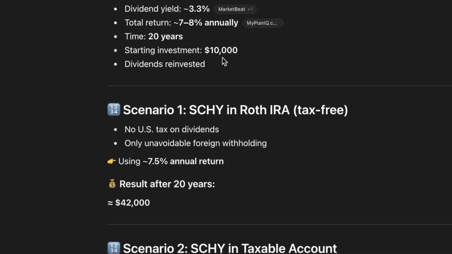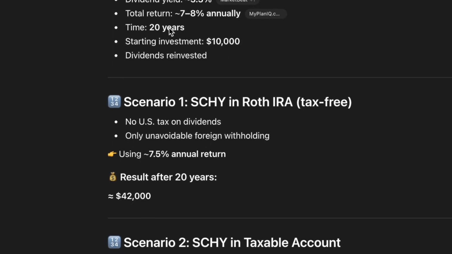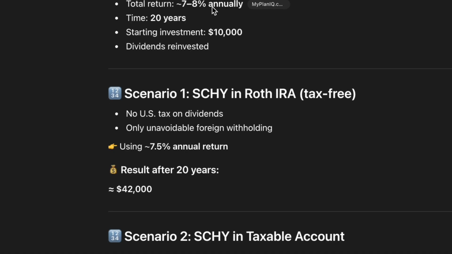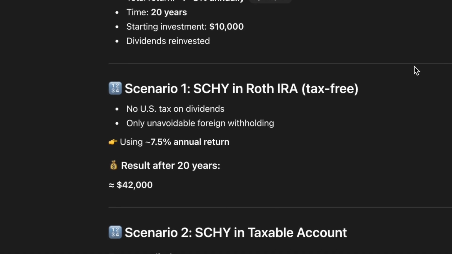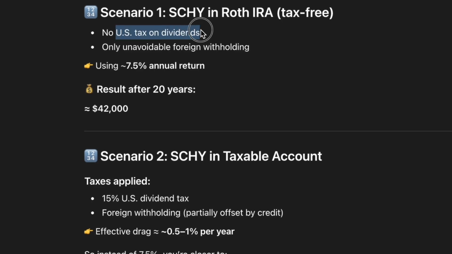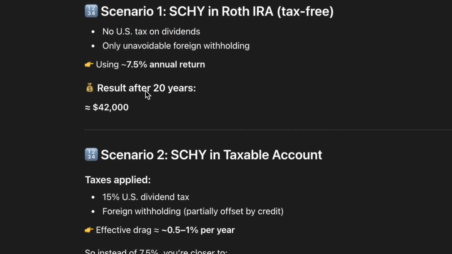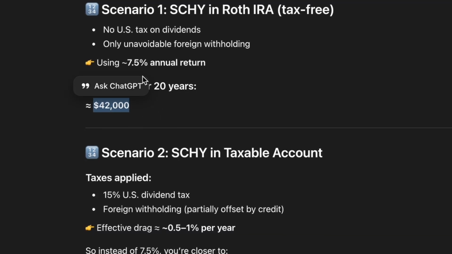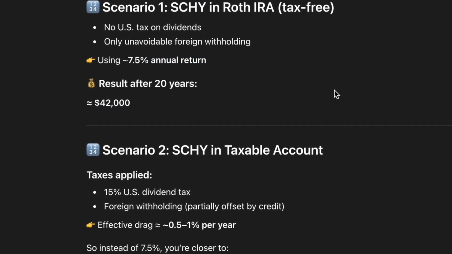If you started with $10,000, invested over 20 years, assuming a 7 to 8% annual return, let's look at the difference between a Roth and a taxable account. In a Roth IRA, you would avoid all US tax on the dividends. After 20 years, you would have $42,000, assuming a 7.5% annual return.